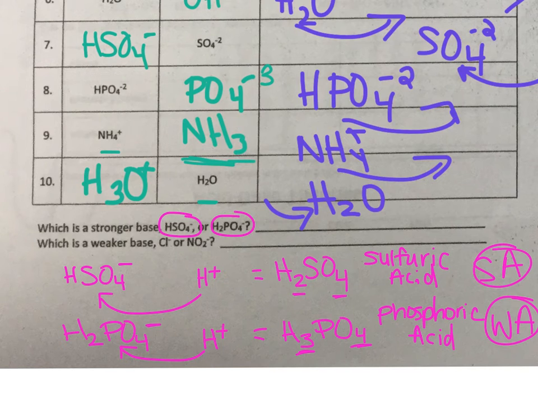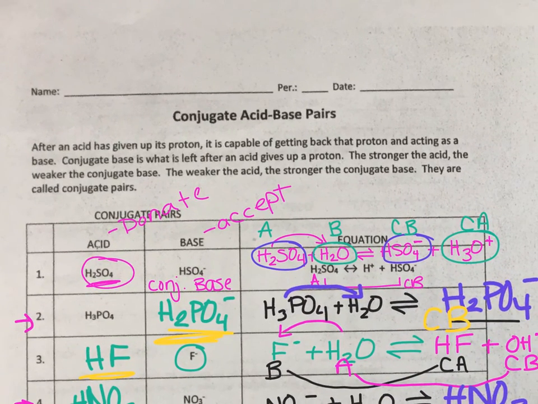So these would be if this is the base, what are both of these representing? Conjugate acids, right? Okay. Or you could say these are acids and those are the conjugate bases. They're just conjugate pairs. Now let's read the important statement up top together. Okay, it says after an acid has given up its proton, it's capable of getting back that proton acting as a base, right? So conjugate acid bases. Conjugate base is what's left after the acid gives up a proton. So remember, I've kind of told you that. It's after. Conjugates are always the after picture. Okay, this is the statement to make sure you have underlined and highlighted or whatever.